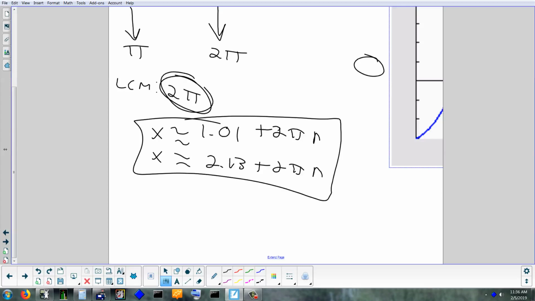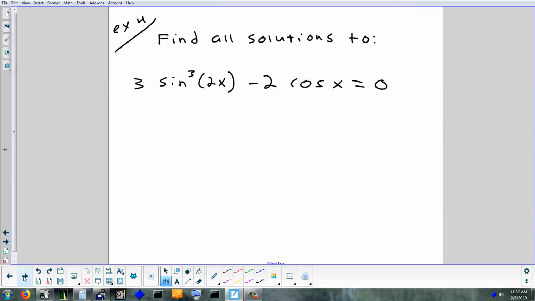Any questions on that one? Alright, let's try this one. 3 sine cubed 2x minus 2 cosine x. It's already equal to 0, so we don't have to worry about that.